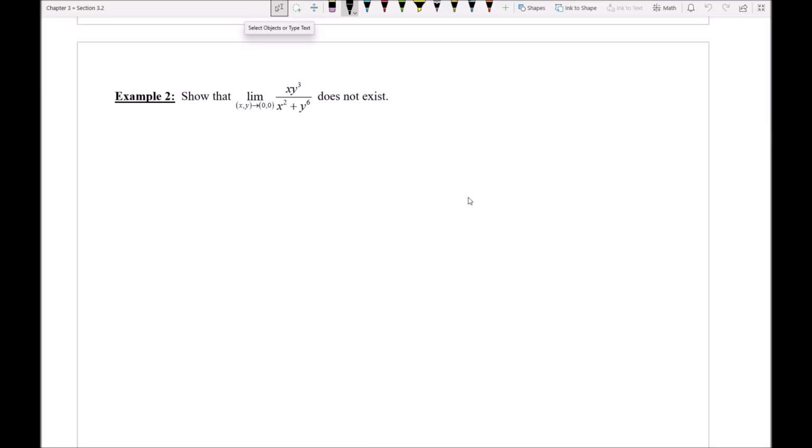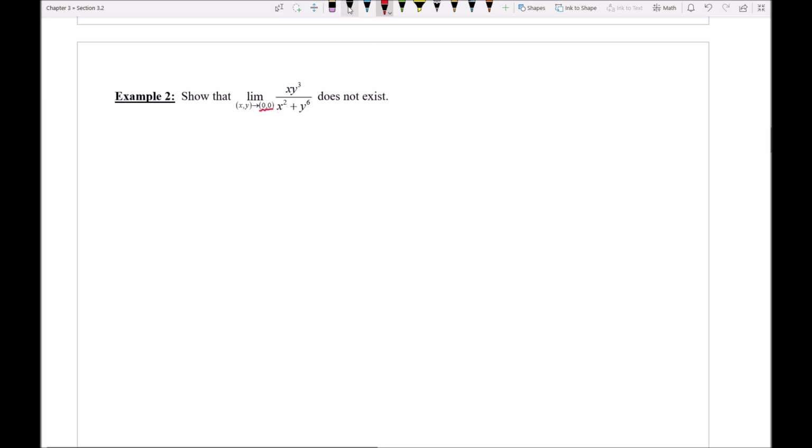In example 2, we're going to be taking a look at trying to justify that a limit does not exist. And we have a new limit here, very similar to what we had back in the first example. One of the things that we talked about back in example 1 was that we had to think about the different paths that we were going to approach our limit point from. So in this case, we're approaching 0, 0.